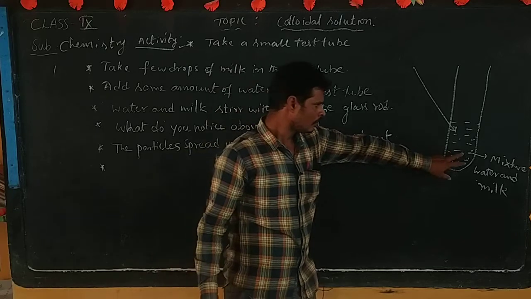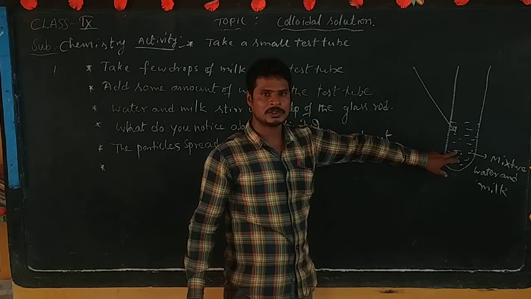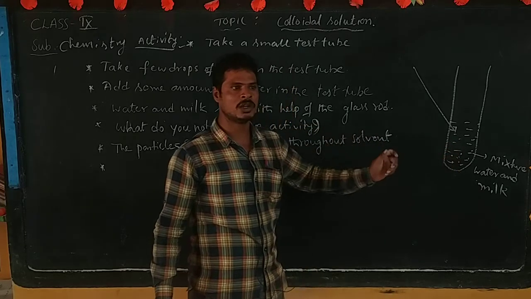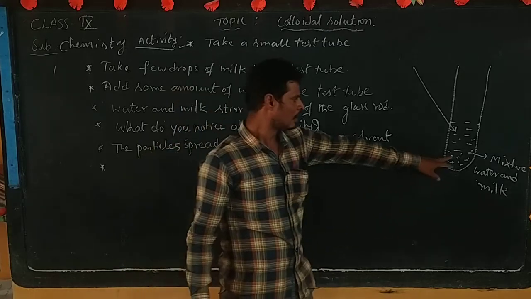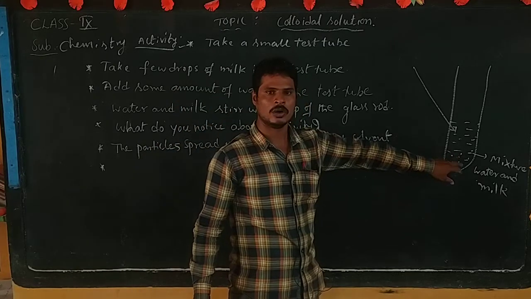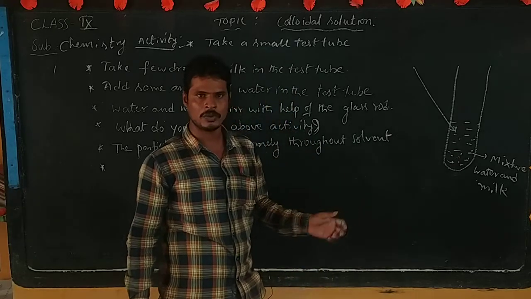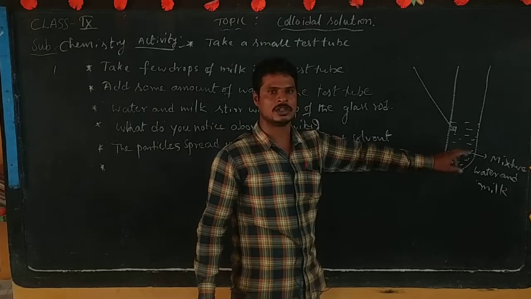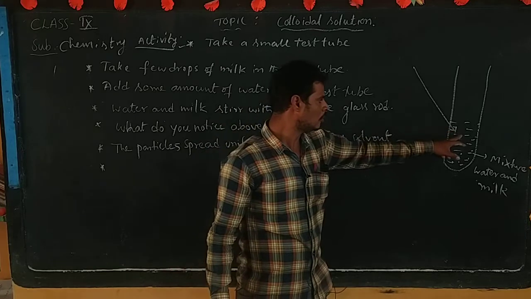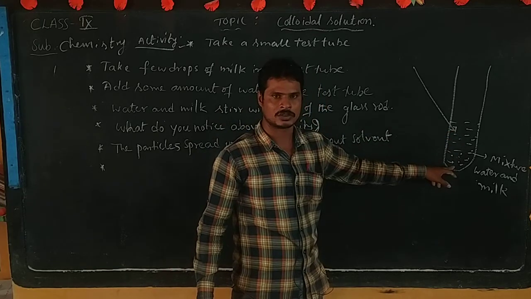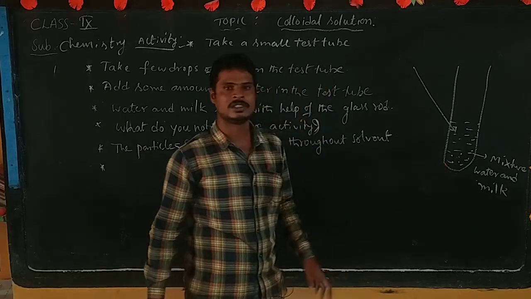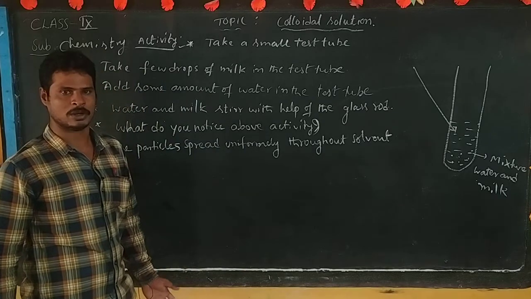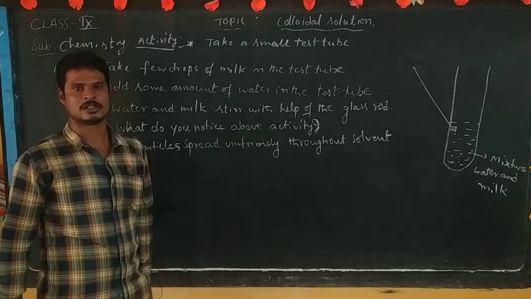Can you identify the particles with the naked eye? No, we cannot identify the particles in the mixture individually with the naked eye. Is the colloid stable or unstable? How can you identify it? Leave the apparatus for some time without disturbance. Then the solute particles do not settle down in the test tube. That's why it is stable. Very important: a colloidal solution is stable because the particles do not settle down in the test tube.